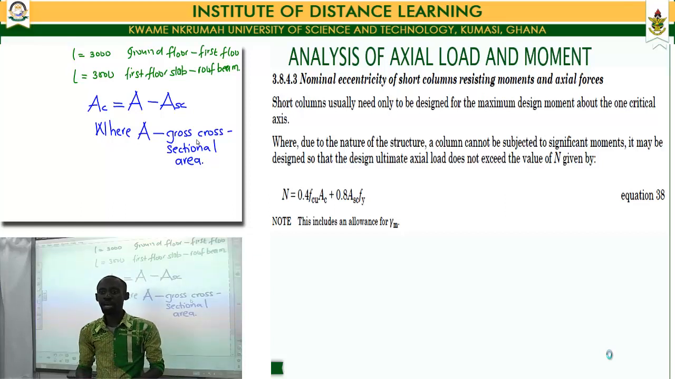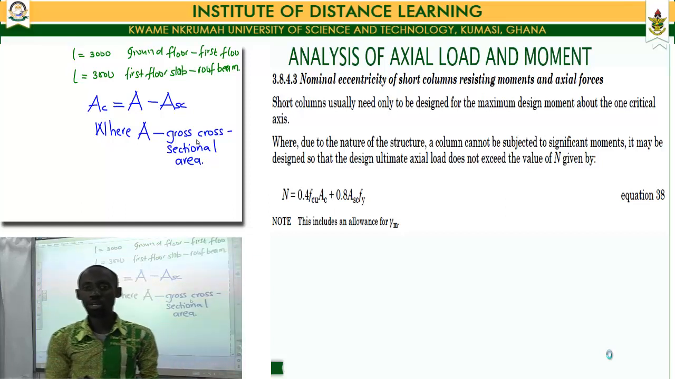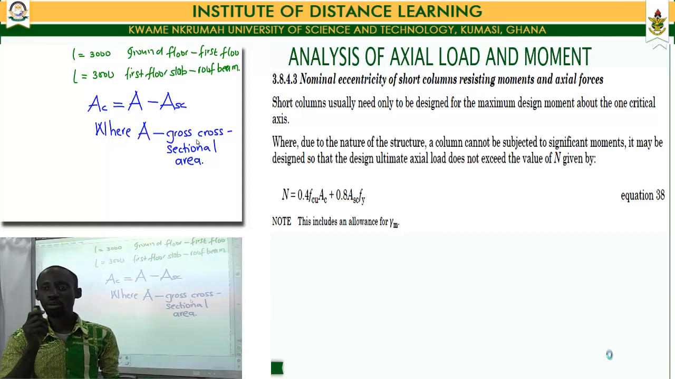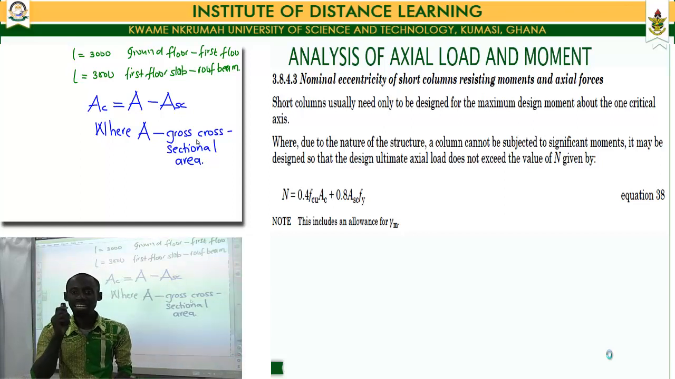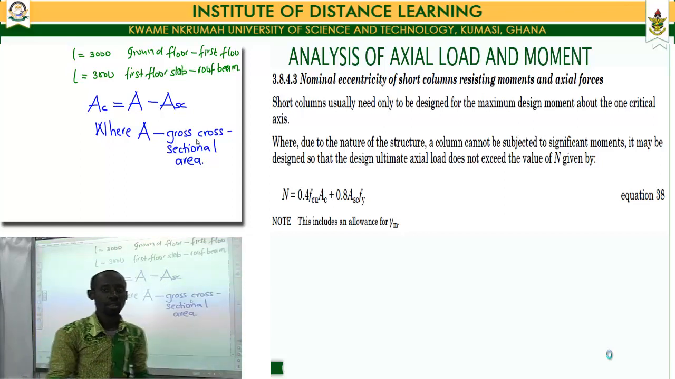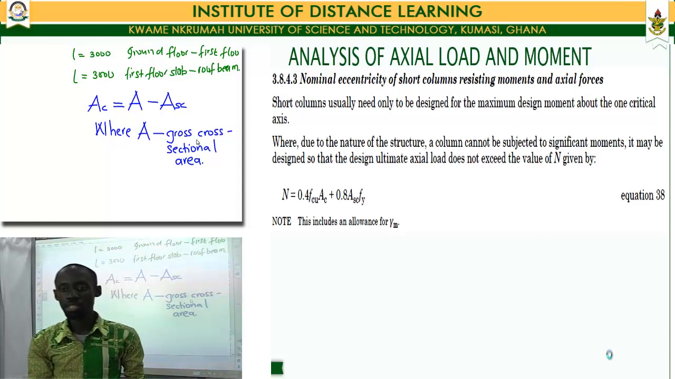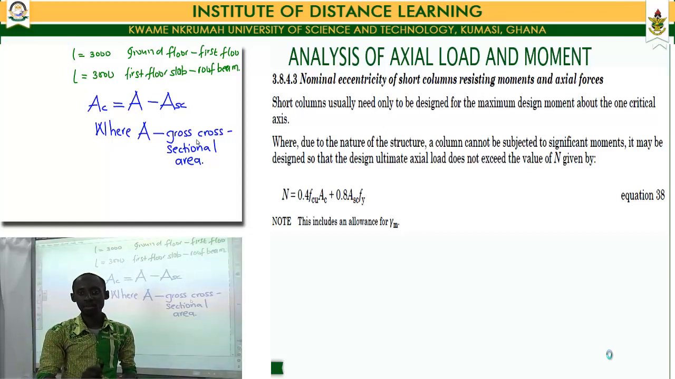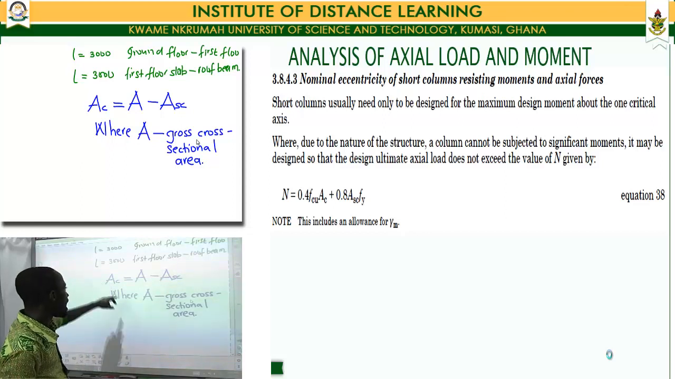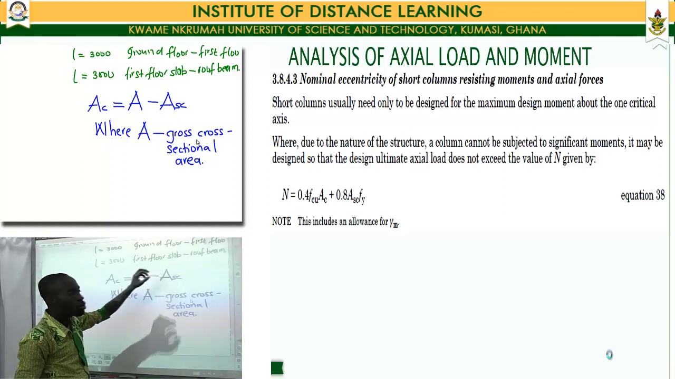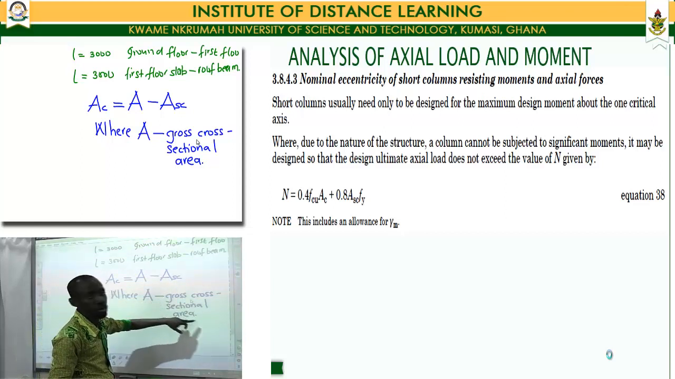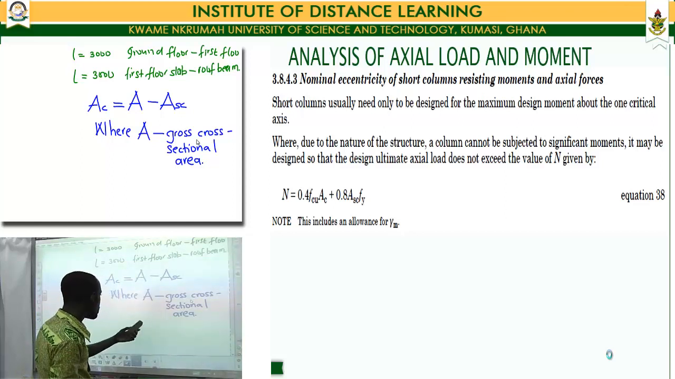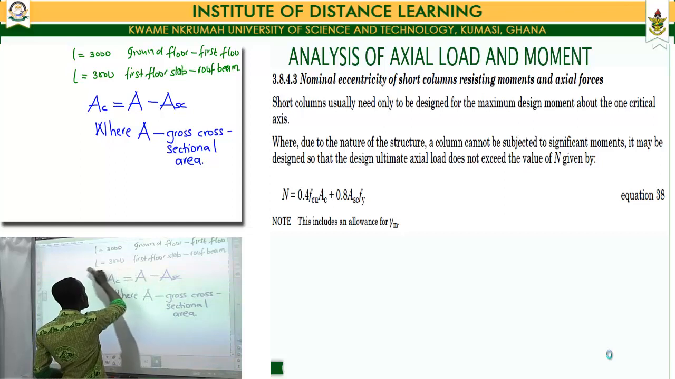So if we take the terms of our equation 38, N stands for the axial load capacity of our column, FCU stands for our grade of concrete, AC stands for the net cross-sectional area of the concrete, ASC stands for the area of steel reinforcement, and FY the grade of steel. Now our AC, as said, is the net area of concrete, in which case we can say our AC is equal to A minus ASC, where A is the gross cross-sectional area of our column.